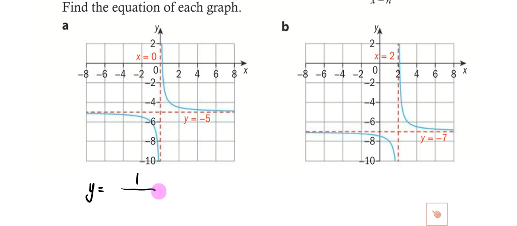So we've got an asymptote here which is at x equals 0. So that suggests under here is just going to be x. We've then got an asymptote y equals negative 5. So minus 5. Because that can't equal 0, so y can't equal 0 minus 5. That's easy. Try this one.